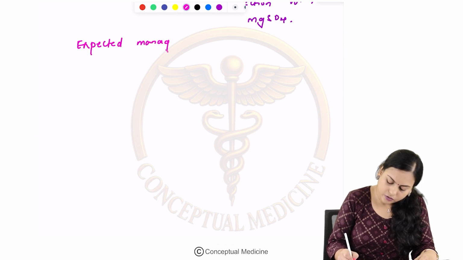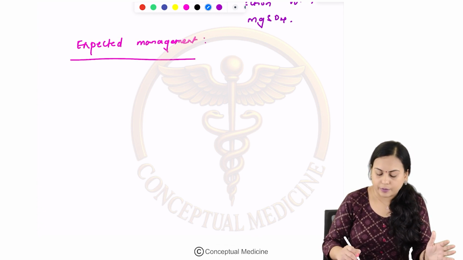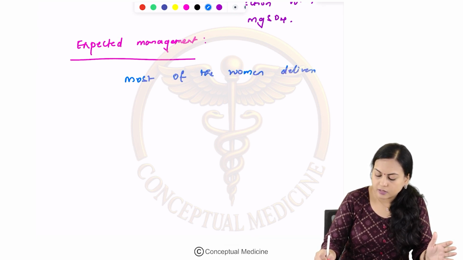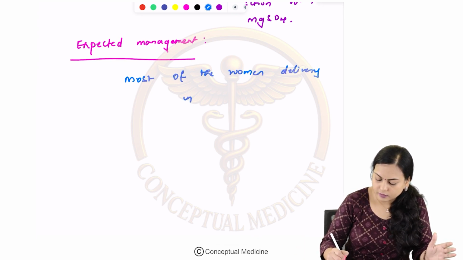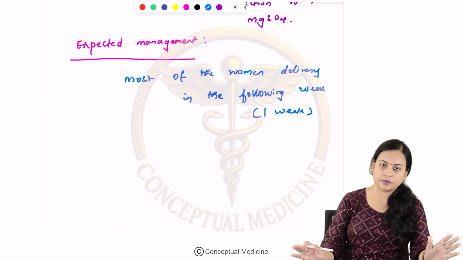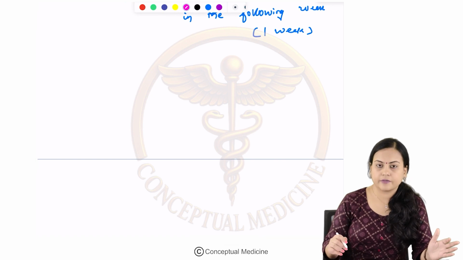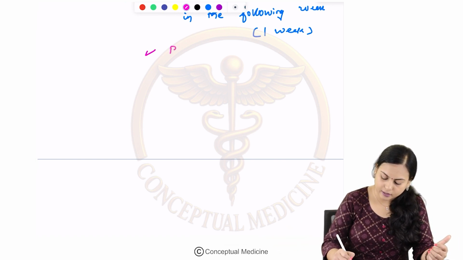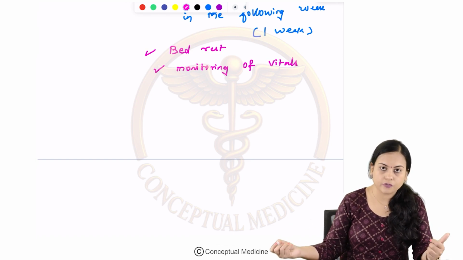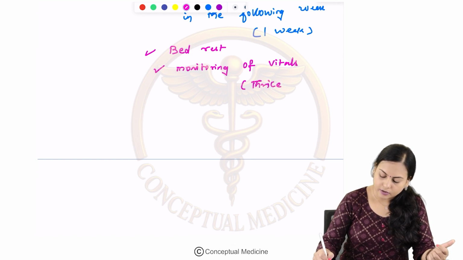Now, what will we do in expectant management? See, when the rupture of membranes happens, most of the women deliver in the following week. So, that means within 1 week mostly delivery will be over. Suppose there is a chance of expectant management, you have to advise them bed rest, then monitoring of vitals is very important because of the associated risk of chorioamnionitis, and at least thrice daily this should be monitored. You have to give antibiotics.